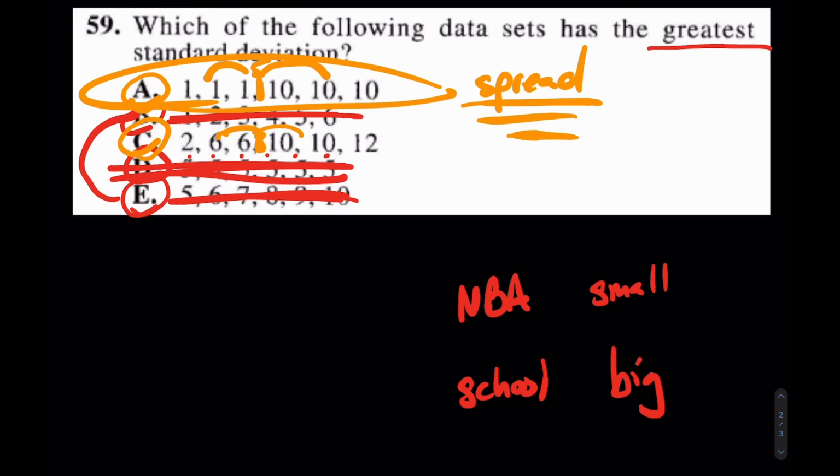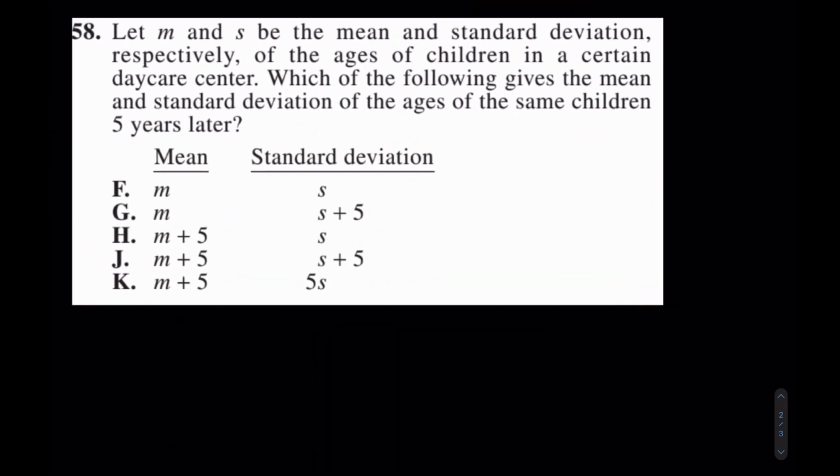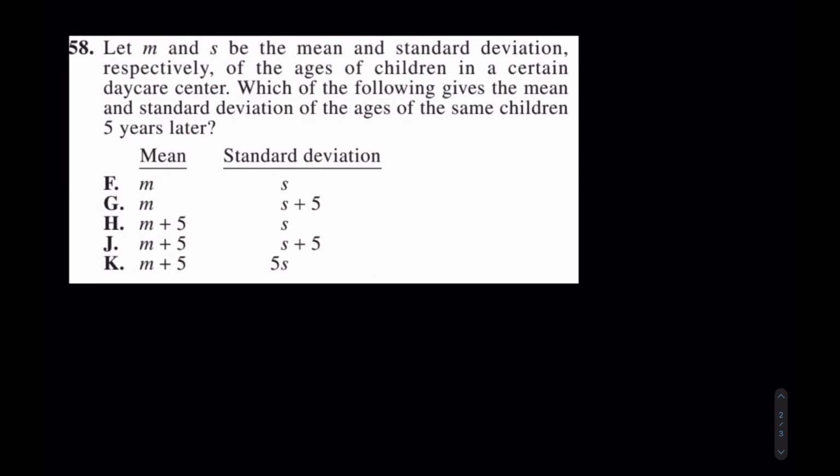I love using that word for standard deviation. That's good there. I want to come to our last question of the day, and that is going to be this one right here. Again, I would ask that you guys pause the video here and try, but I am going to show you a beautiful way to think about this one. This is, again, a real ACT question, and I'll get started if you don't want to pause the video here. The idea behind this question is you have a group of kids at a daycare. It says, which of the following gives the mean and standard deviation of the ages of the same children 5 years later? So you have the same kids currently, and then 5 years later, what happens?